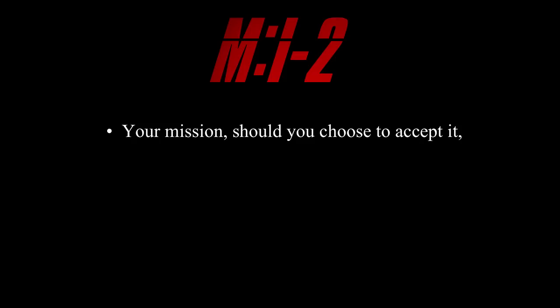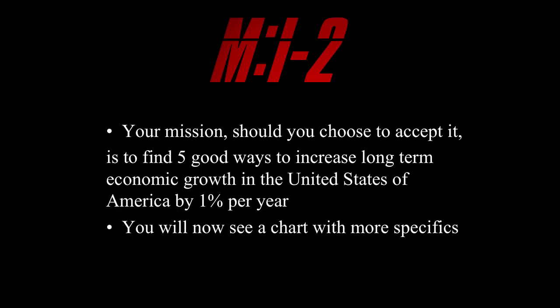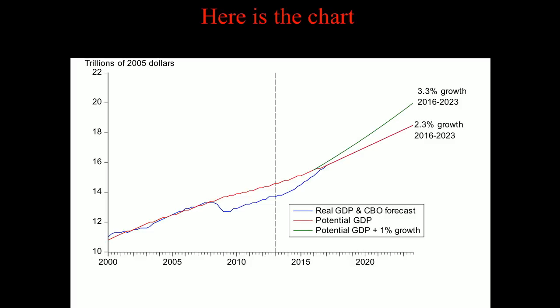Your mission, should you choose to accept it, is to find 5 good ways to increase long-term economic growth in the United States of America by 1% per year. You'll now see a chart with more specifics about your mission. This chart shows real GDP and potential GDP and forecasts of real GDP. The blue line up until the vertical line represents what's actually happened to real GDP in the United States during this period from 2000 to the present.